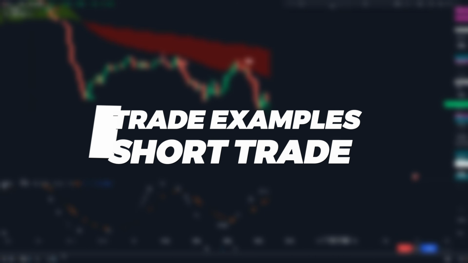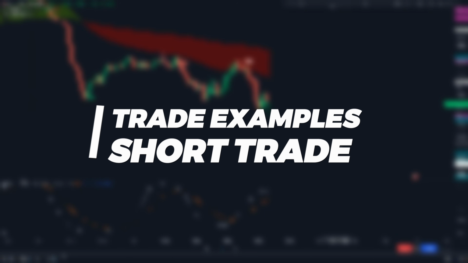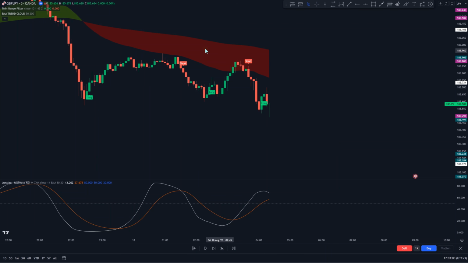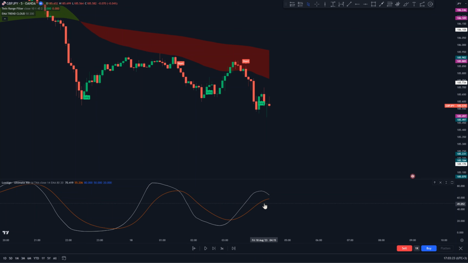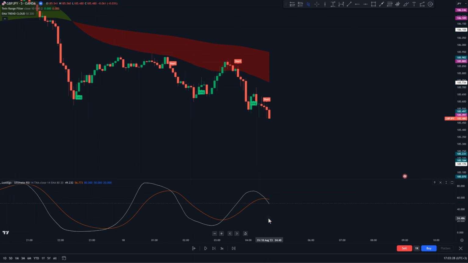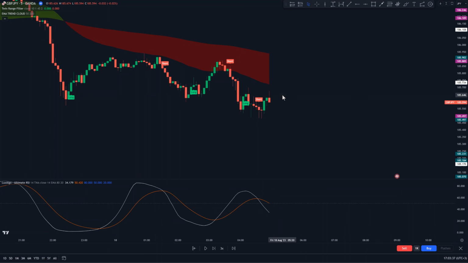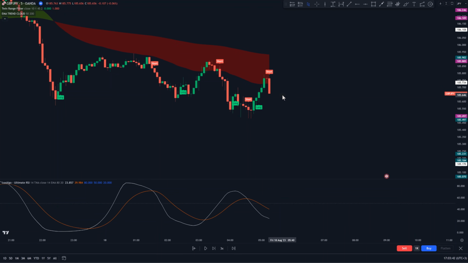Now, to take a short trade, we're gonna do the opposite. First, the EMA Trend Cloud should be colored red to indicate that the market is in a bearish trend. Second, the ultimate RSI line should cross below this orange signal line, and that crossover should happen above the midline. After the crossover, we're gonna wait until a short signal is printed by the trend range filter.